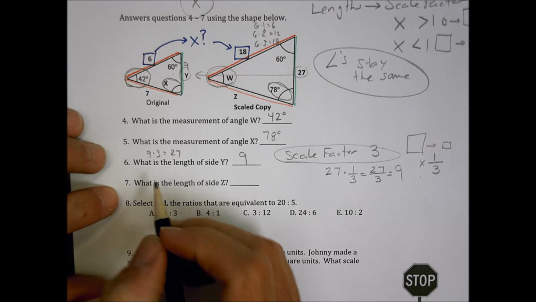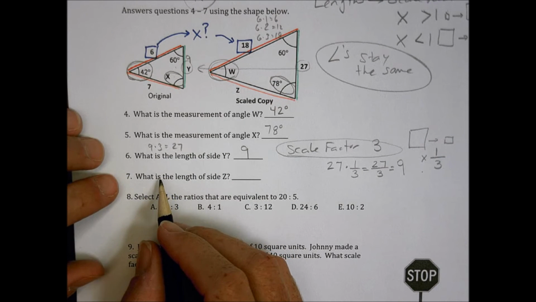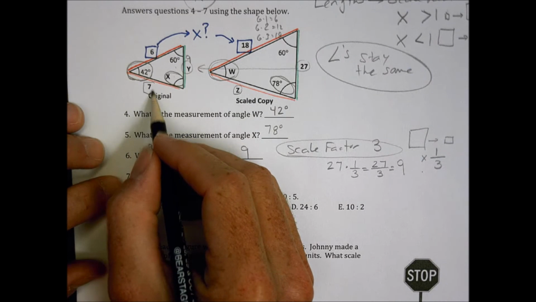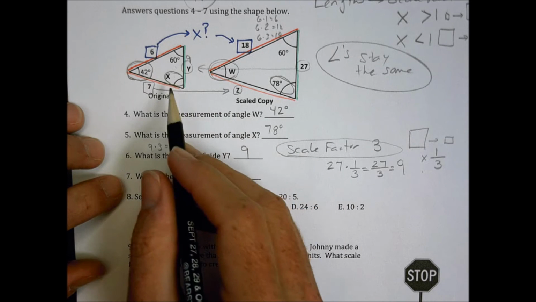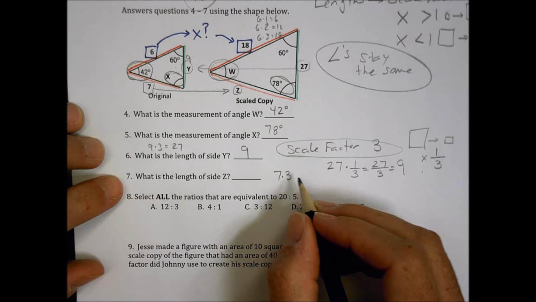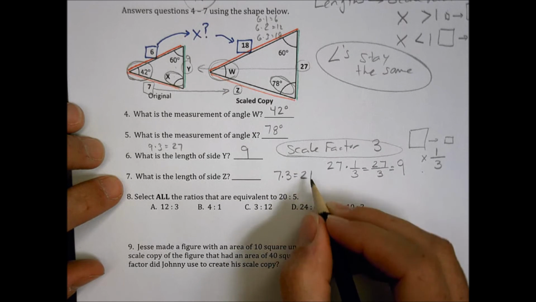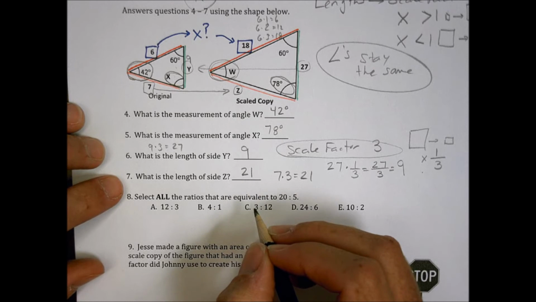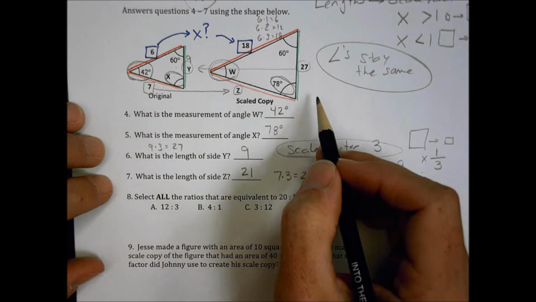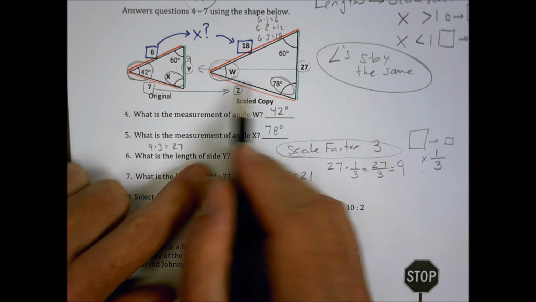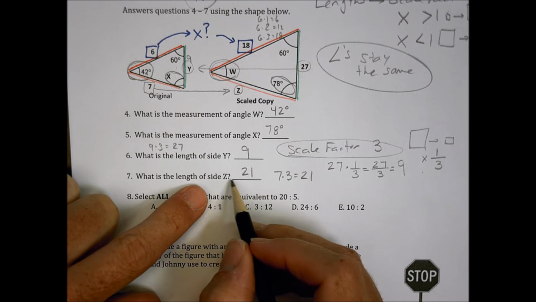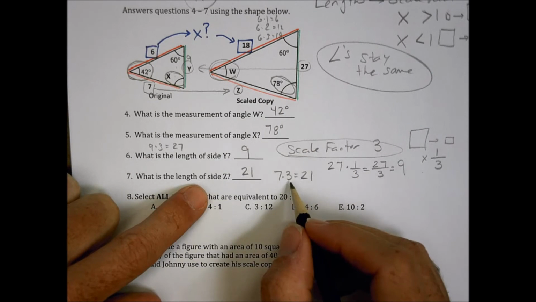And then looking at our last one here, what's the length of side Z? So here's side Z. Our original is 7, and we're going to Z. And we know going from small to large, we just multiply by the scale factor, which is 3. So 7 times 3 is 21, and that's where we stop right there. So that's the idea. We had a couple angles. Just remember that they don't change. And then we went from big to small, so we multiplied by a number less than 1. And then we went small to larger, multiplied by a number bigger than 1.